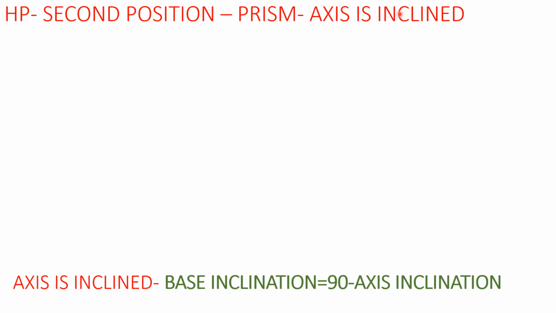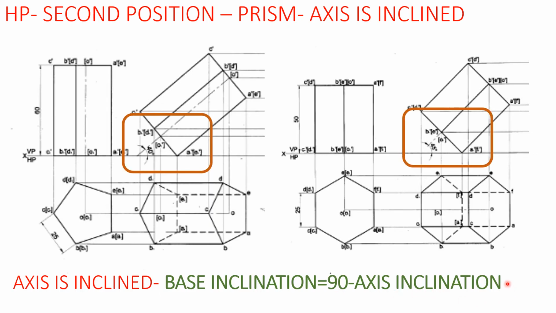And when it comes to the second position, we have two solids here. One is a prism and one is a pyramid. So we'll take up the prism first. In the second position for a prism, always the axis is inclined. How exactly? When they give the axis inclined, for our convenience, when we are going to solve the problem using the computer, we take a base inclination that will be equal to 90 minus the axis inclination. How? You can just check it out here.